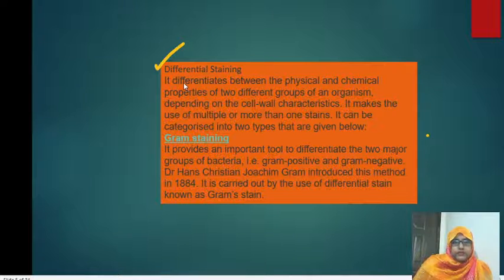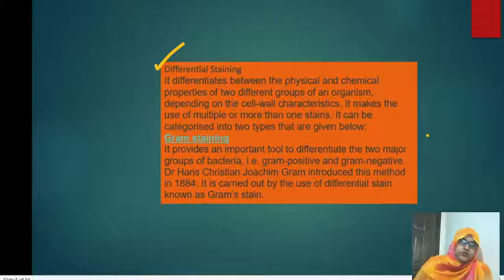Then differential staining differentiates between the physical and chemical properties of two different groups of organisms, depending upon the cell wall characteristics. It makes use of multiple, more than one, stains, and can be categorized into two types. It says that the physical and chemical properties of two different groups of organisms are taken. For example, the groups of organisms may be gram-positive bacteria and gram-negative bacteria.